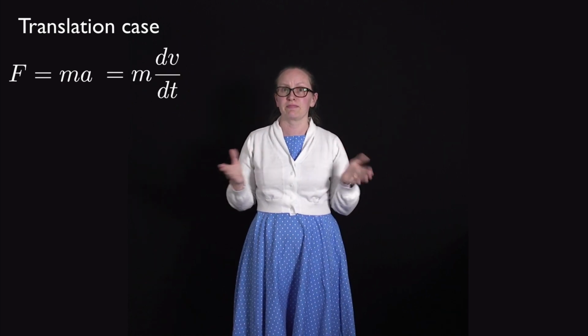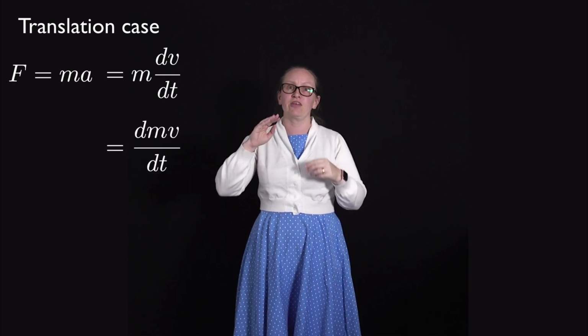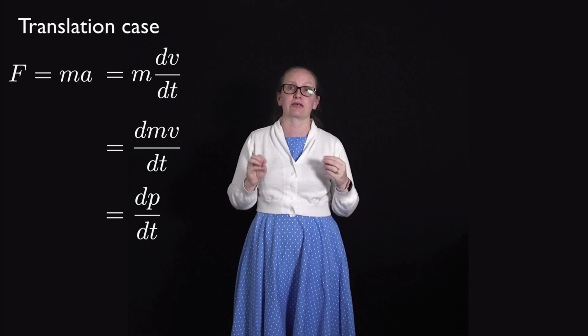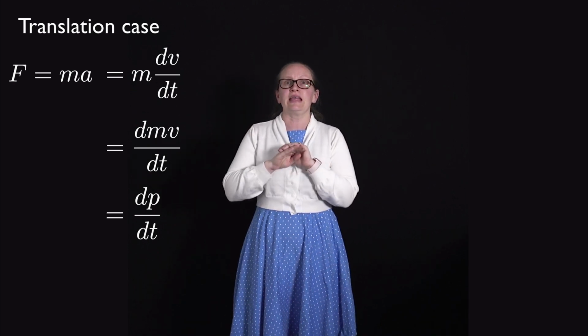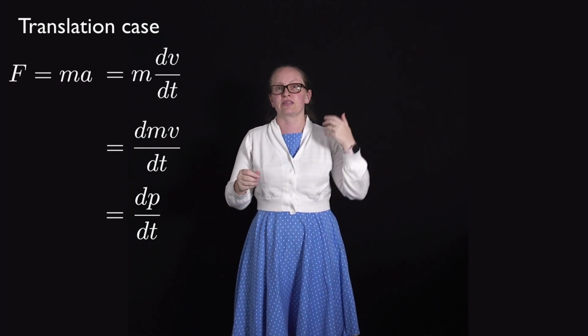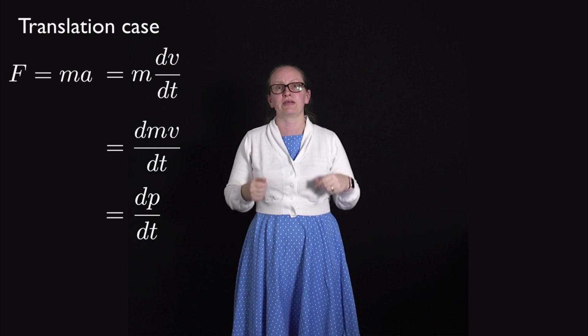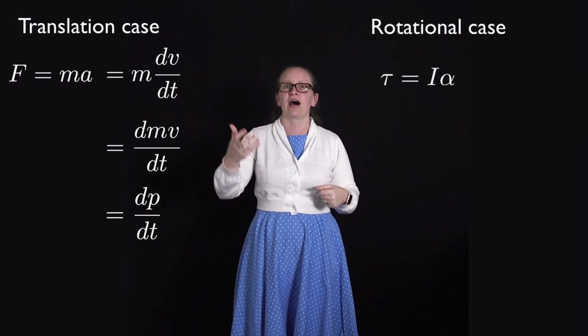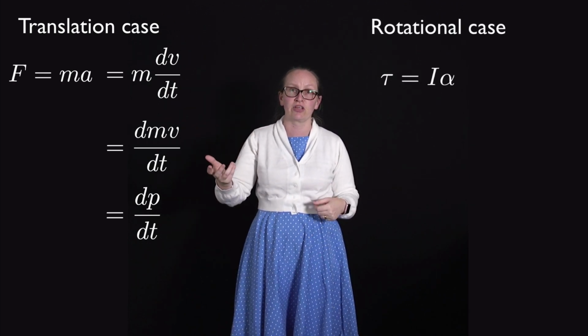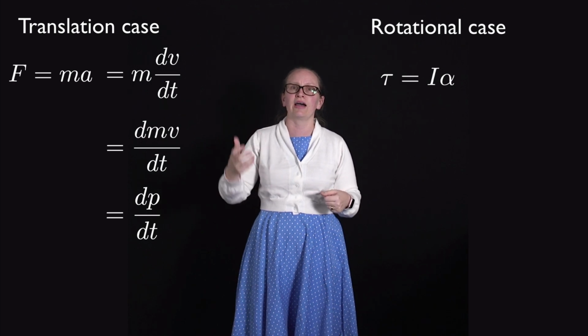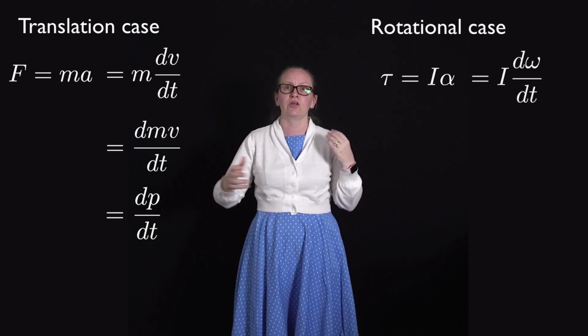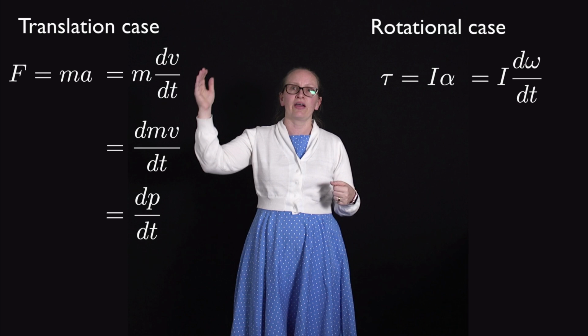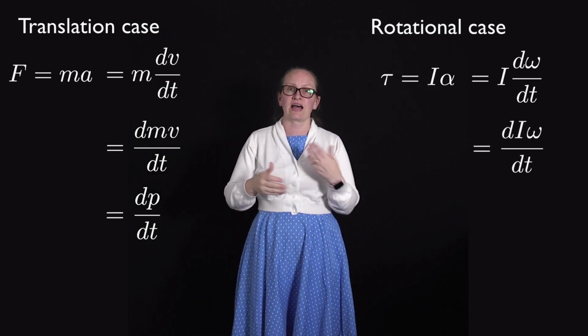And then as long as the mass of the body isn't changing, we can write this as d(mv)/dt, and mv was just our momentum p, so this is equal to dp/dt. Now in the angular case, we have an exactly analogous equation. Newton's second law can be written as torque is equal to I alpha, where I is the moment of inertia. So this is equal to I dω/dt, which is equal to d(Iω)/dt, as long as I isn't changing.